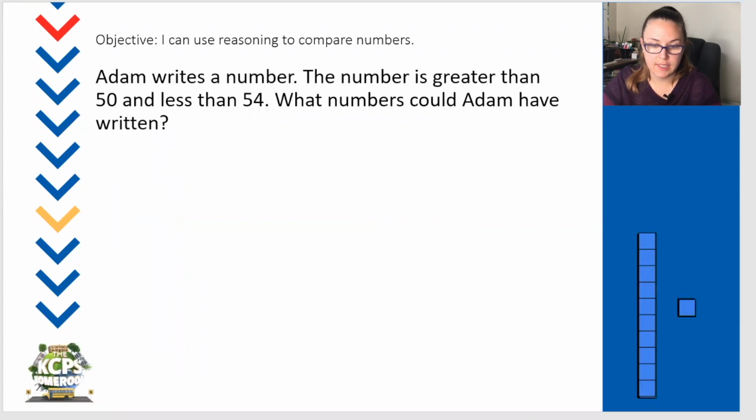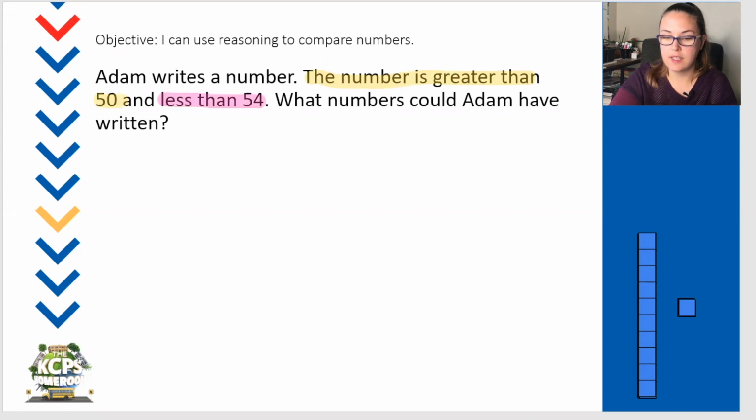The next question says, Adam writes a number. The number is greater than 50 and less than 54. What numbers could Adam have written? So there's a couple pieces of information here. Adam writes a number. We don't really need that in order to do math. We just need to know that he has a number. But this middle sentence has all the information we need in it. So the first part says the number is greater than 50. The second part of the sentence says and less than 54.